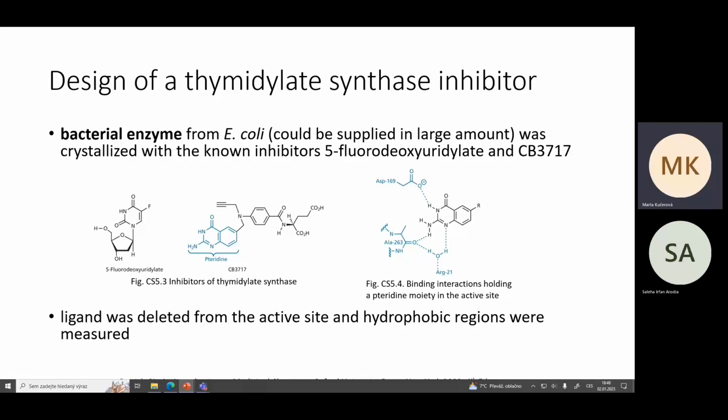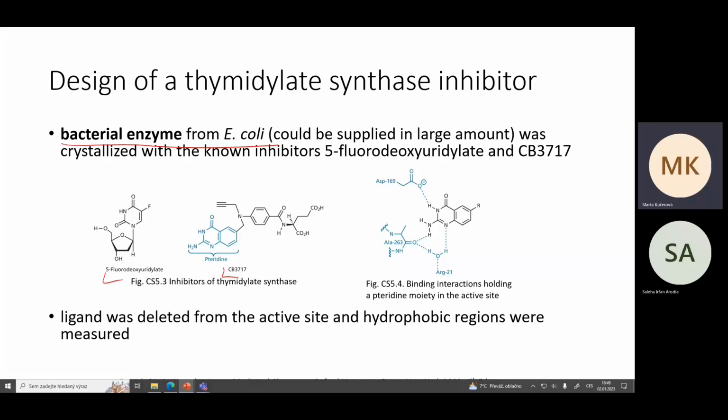So the human thymidylate synthetase structure was not known. So the scientists used a bacterial enzyme from E. coli that could be supplied in large amount and crystallized it with some known inhibitors. The first one was fluorodeoxyuridylate, and the second one was the compound with CB code.